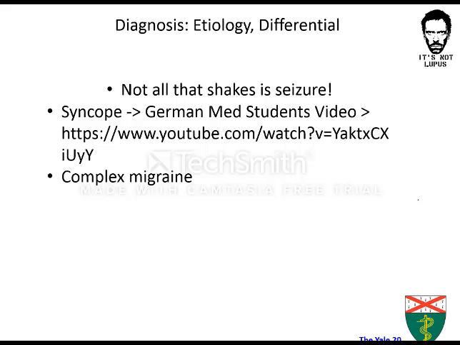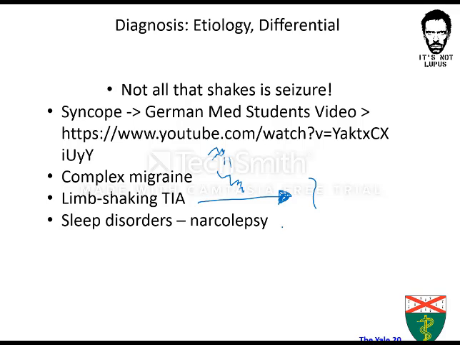Next, you can have strange complex migraines that have a focal thing. You know, you have a face and you're smiling, and then this side of their mouth is just droopy, and their forehead is spared, and it just is a very focal thing. There's also this strange thing called limb shaking TIA that sometimes people see. Also, narcolepsy, sleep disorders, people can have weird shaking movements with this, and that can look a lot like seizure.